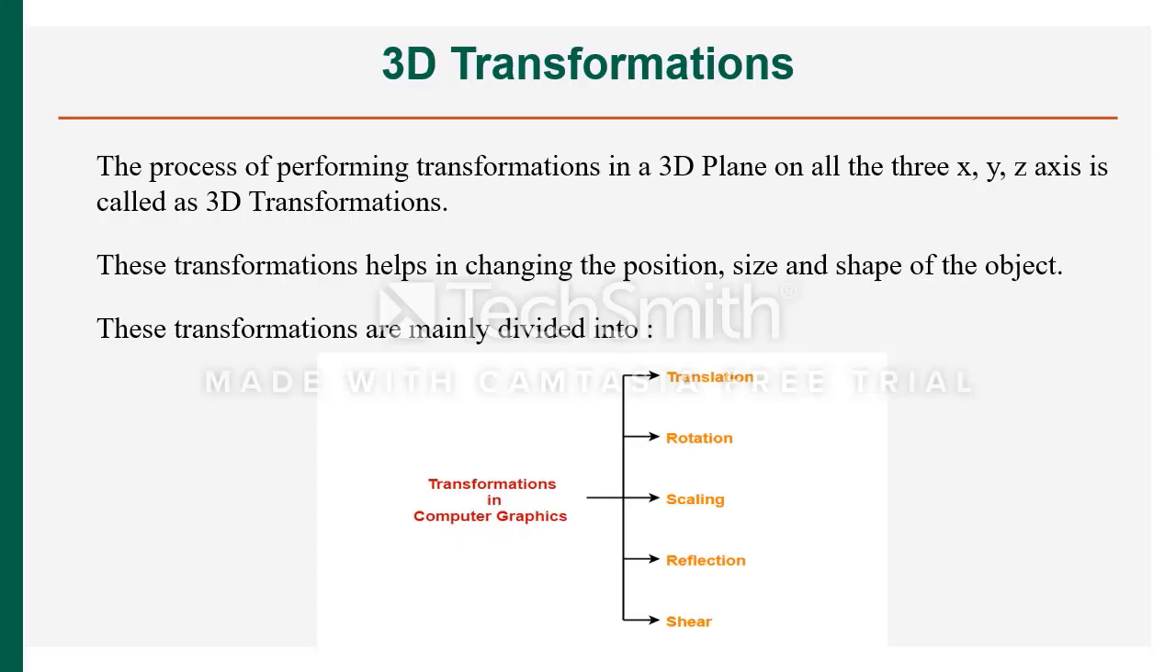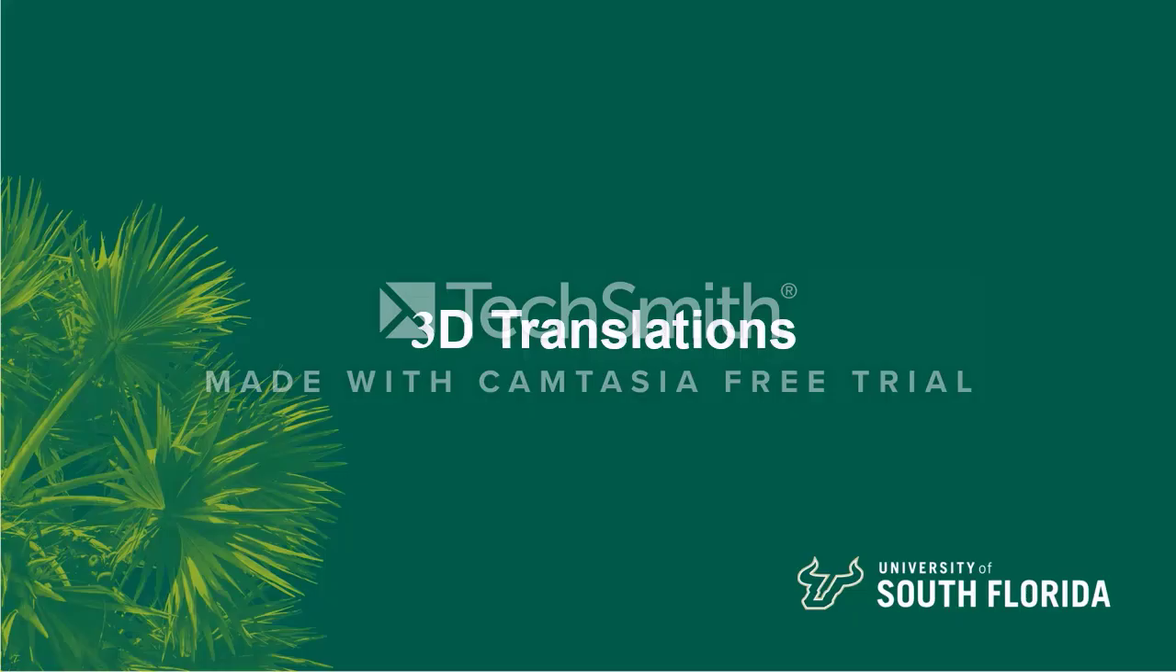So starting with 3D transformations, what does 3D transformation mean? The process of performing transformations in a 3D plane on all the x, y, z axes is called 3D transformation. So if we perform a transformation on the three axes, then it is called 3D transformation. What does this transformation help us in doing? It helps us change the position, size, and shape of an object. Basically the transformations in computer graphics can be divided into 5 types: translation, rotation, scaling, reflection, and shear.